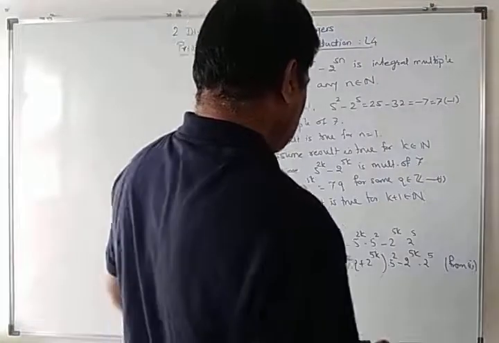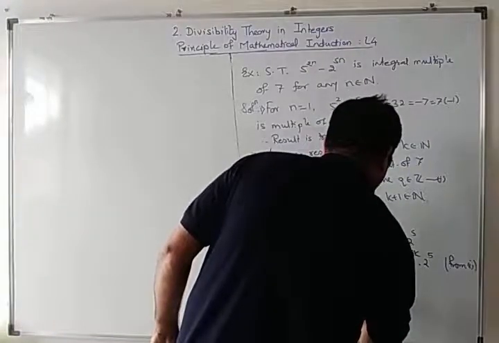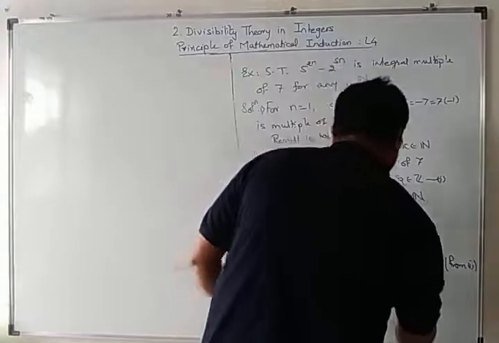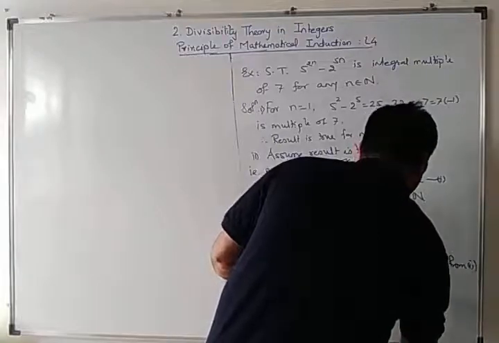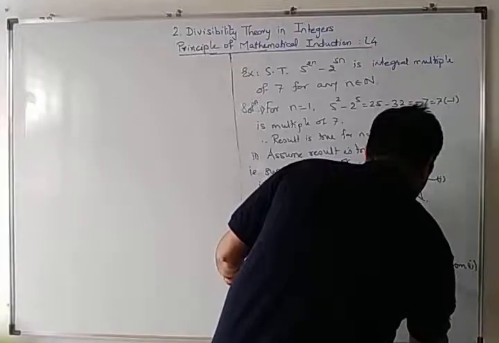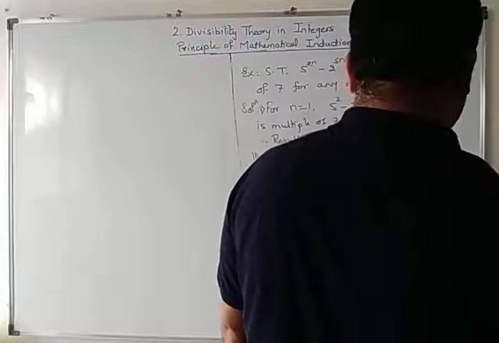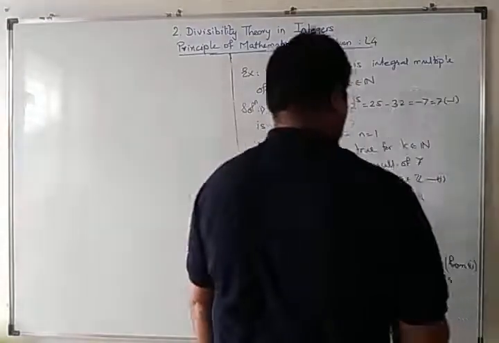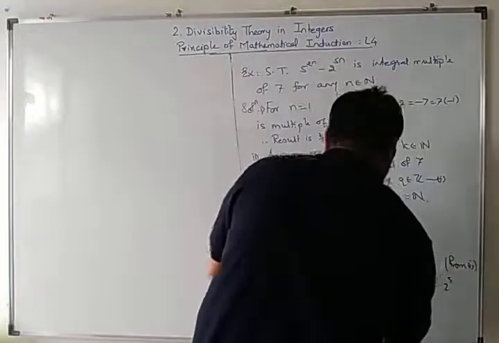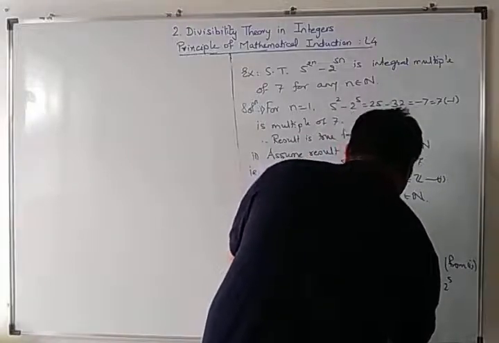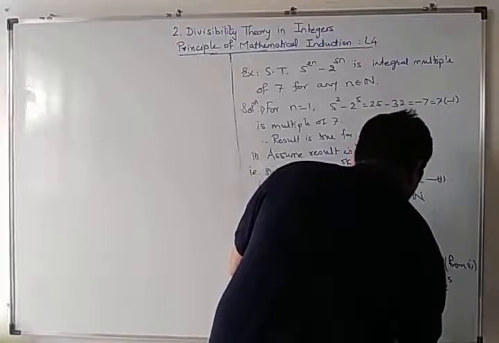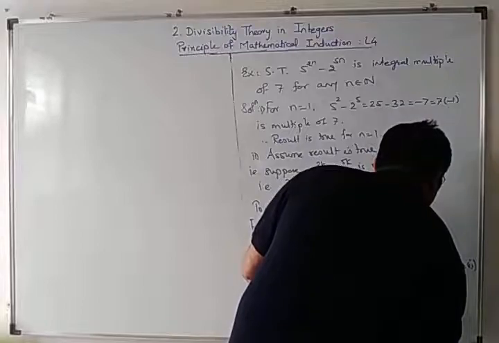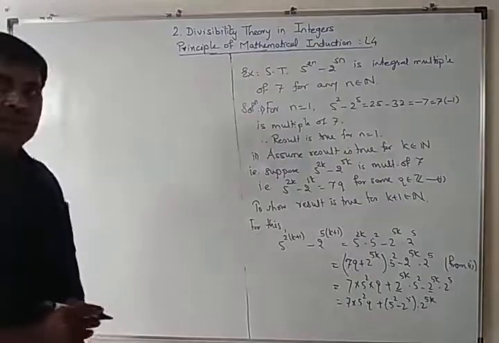This is 7 times 5 square into q plus 2 raised to 5k into 5 square minus 2 raised to 5k into 2 raised to 5. And from this, we will take this 2 raised to 5k outside. Then this is equal to 7 times 5 square q plus 2 raised to 5k into 5 square minus 2 raised to 5. We write it in this way.